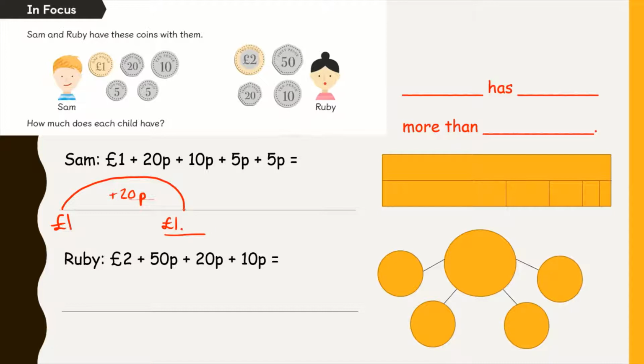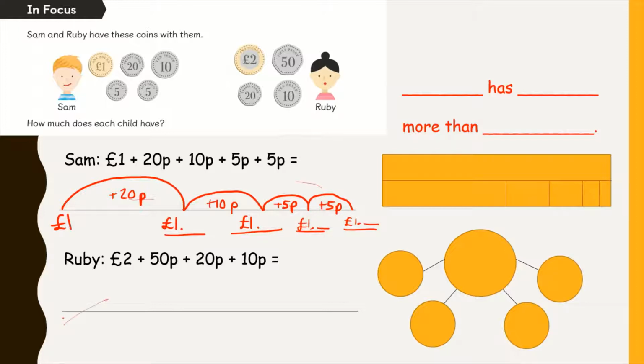Okay, then we're adding 10p. We're still going to have that £1. I'll help you out there. So you're just adding 20 and the 10 together for the pence on this side. And two little jumps of 5p. And we need to put the pennies on the other side of the decimal point to see how much Sam has.